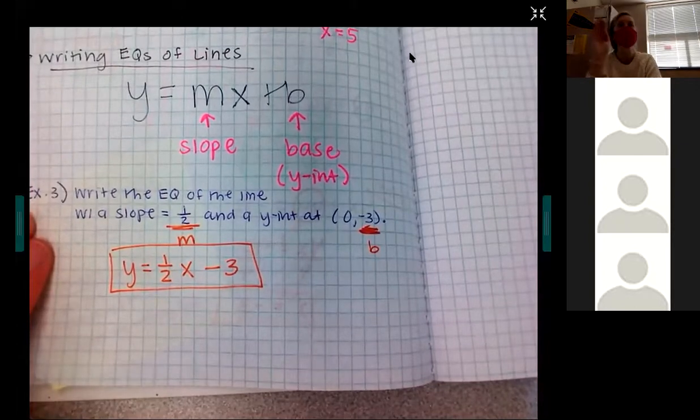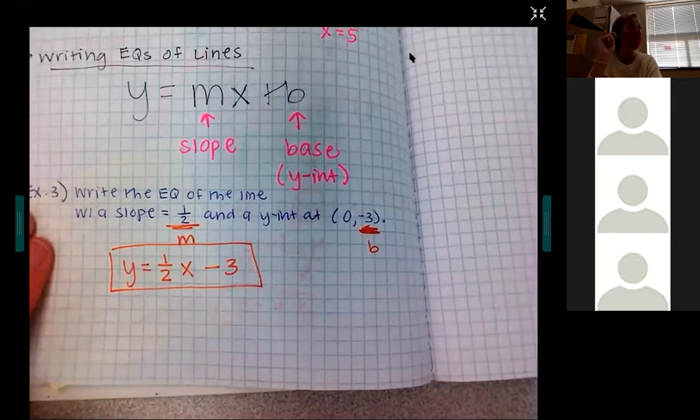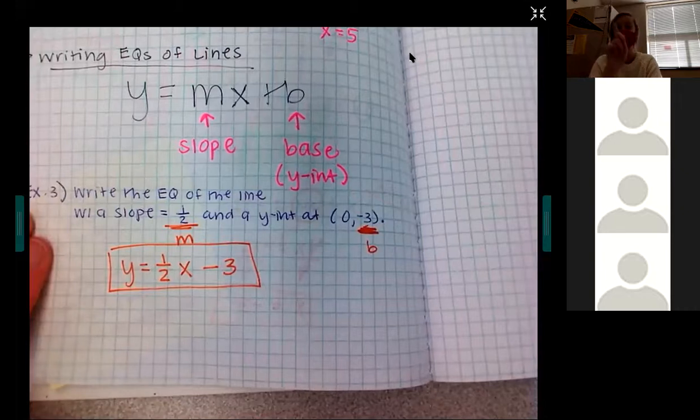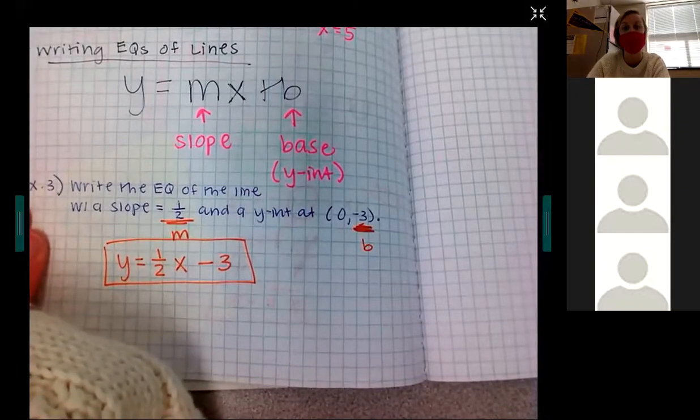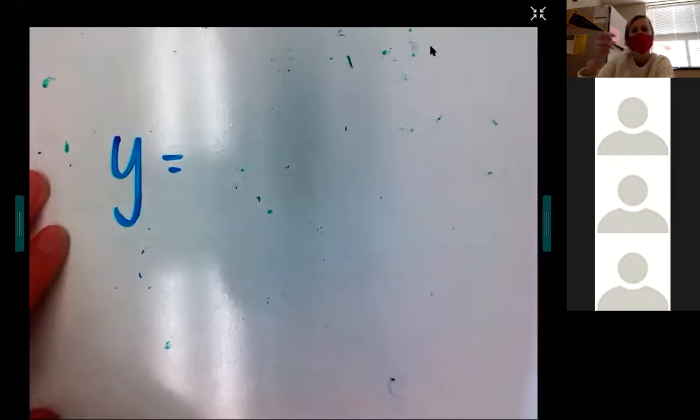Write the equation of the line whose slope equals -4 and whose y-intercept is (0, 2). Nobody blurted out. You guys write the equation of that line. I'll give you about 30 seconds. That should be all you need.